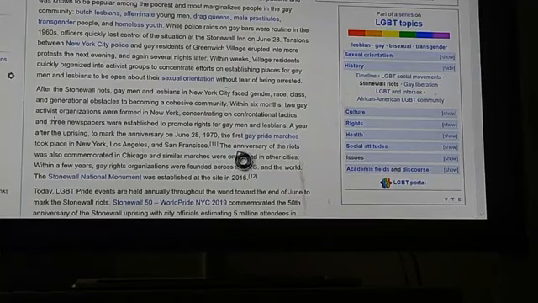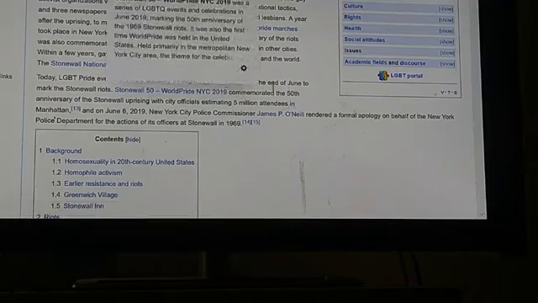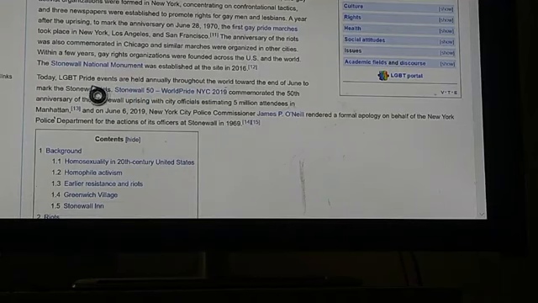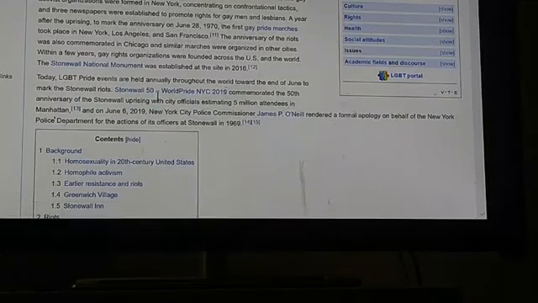And similar marches were organized in other cities. Within a few years, gay rights organizations were founded across the U.S. and the world. The Stonewall National Monument was established at the site in 2016. Today, LGBT pride events are held annually throughout the world toward the end of June to mark the Stonewall riots. Stonewall 50, worldwide, New York City, 2019, commemorated, right?